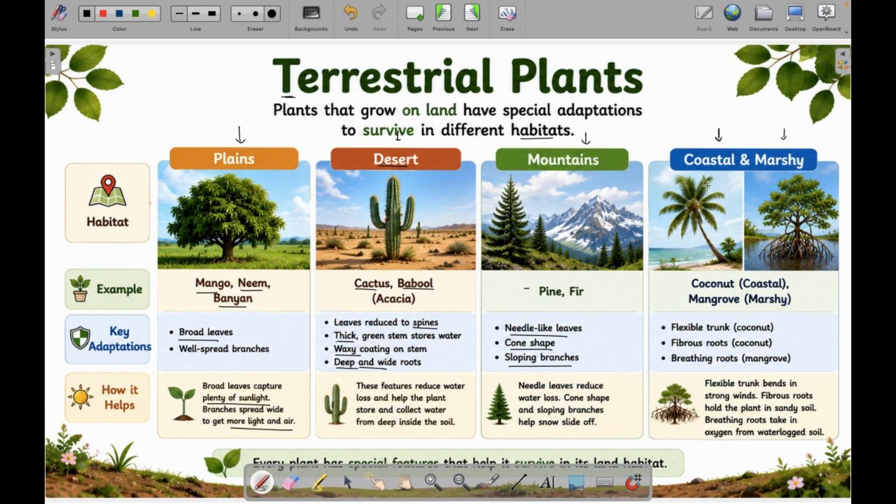What type of trees grow in coastal regions? So for example, coconut. Why do they grow? Because they have some specific adaptations. They have flexible trunk so that they could withstand the strong winds. They have fibrous roots so that they can hold firm in the sandy soil, right? Their leaves are just like feathers to navigate the strong wind as well. And their fruits also contain water, right?